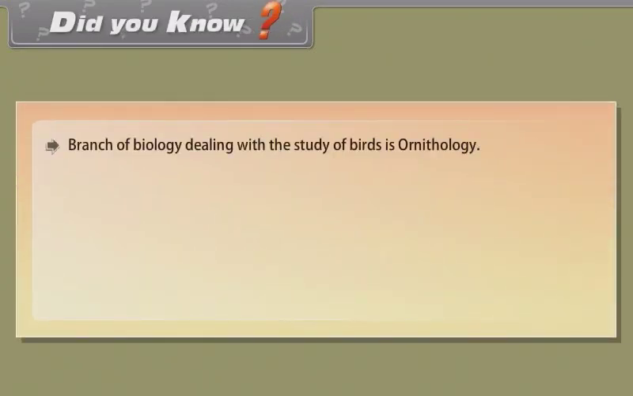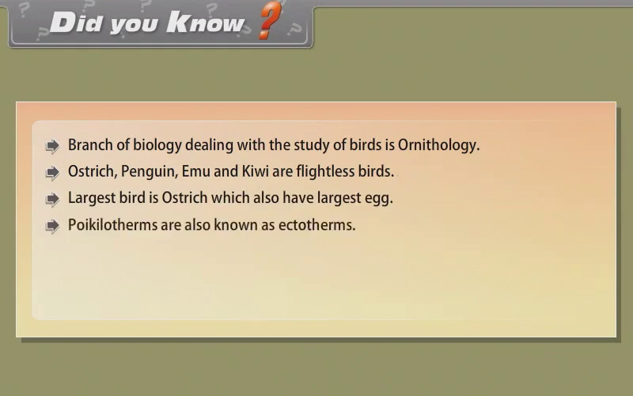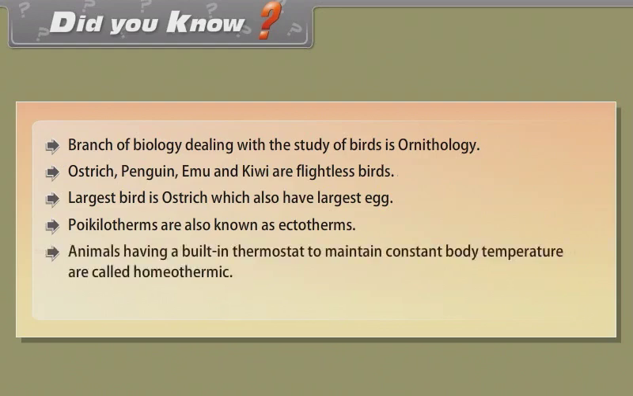Did you know? Branch of biology dealing with the study of birds is ornithology. Ostrich, penguin, emu, and kiwi are flightless birds. Largest bird is ostrich, which also has the largest egg. Poikilotherms are also known as ectotherms. Animals having a built-in thermostat to maintain constant body temperature are called homeothermic. Fish which eradicates mosquito larvae is Gambusia.